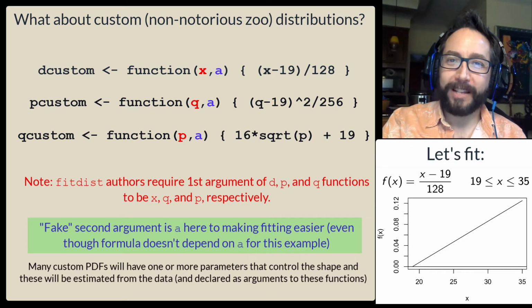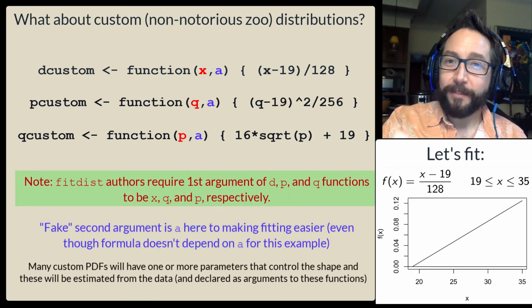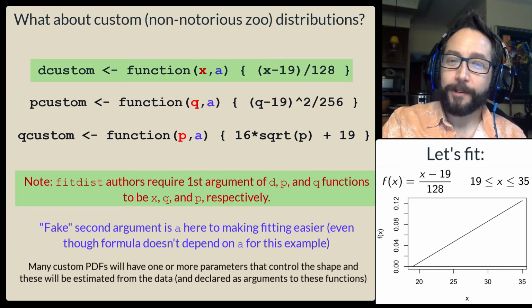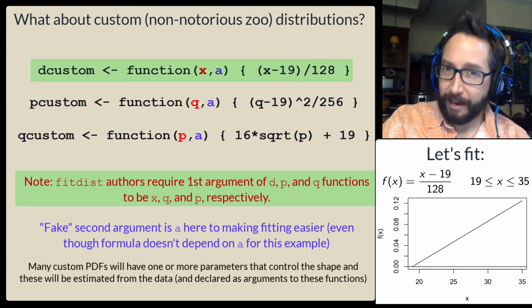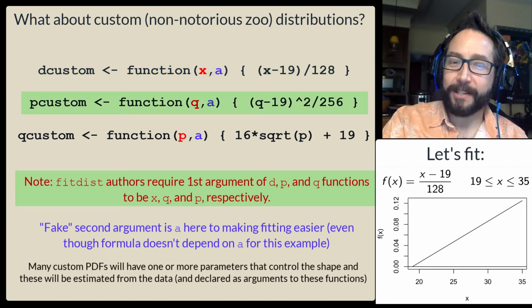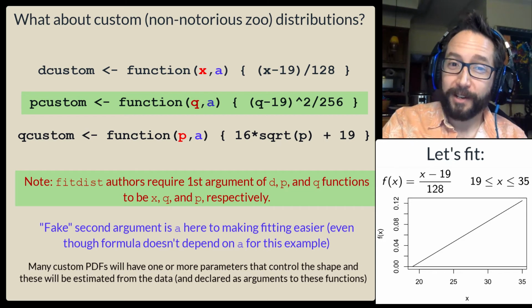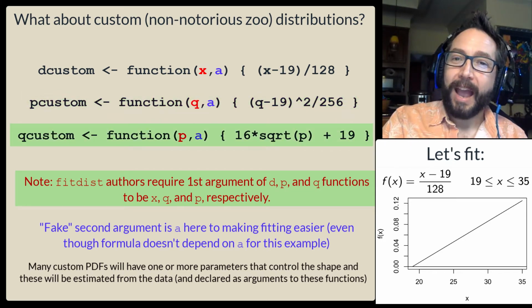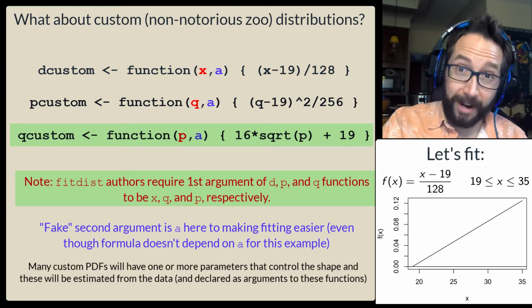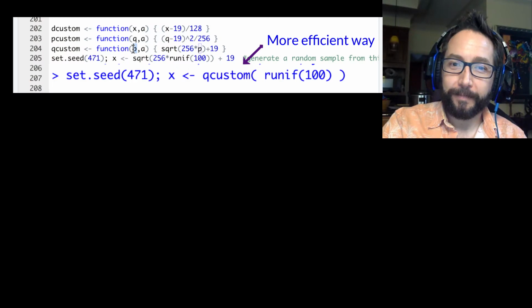Oh, and one last note, fitdist is very particular about the syntax. When you define dcustom, that first argument has to be x, and you have to write your formula in terms of x. pcustom has to have as its first argument q, and then you have to write your formula with the letter q. And qcustom has to have as its first argument the letter p, and then you have to write your inverse CDF using the letter p in the formula.